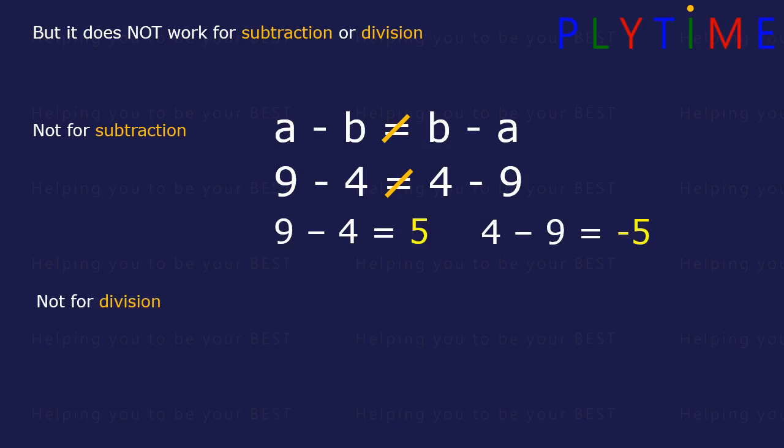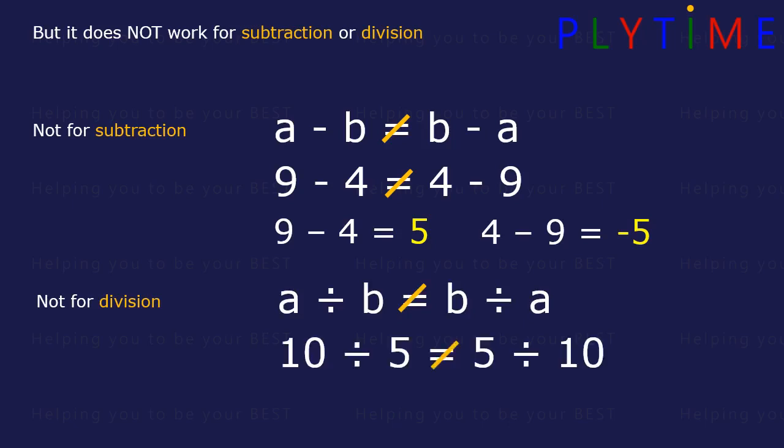It does not work for division. A divided by B does not equal B divided by A. 10 divided by 5 does not equal 5 divided by 10. 10 divided by 5 equals 2 and 5 divided by 10 is 0.5. They're not equal.